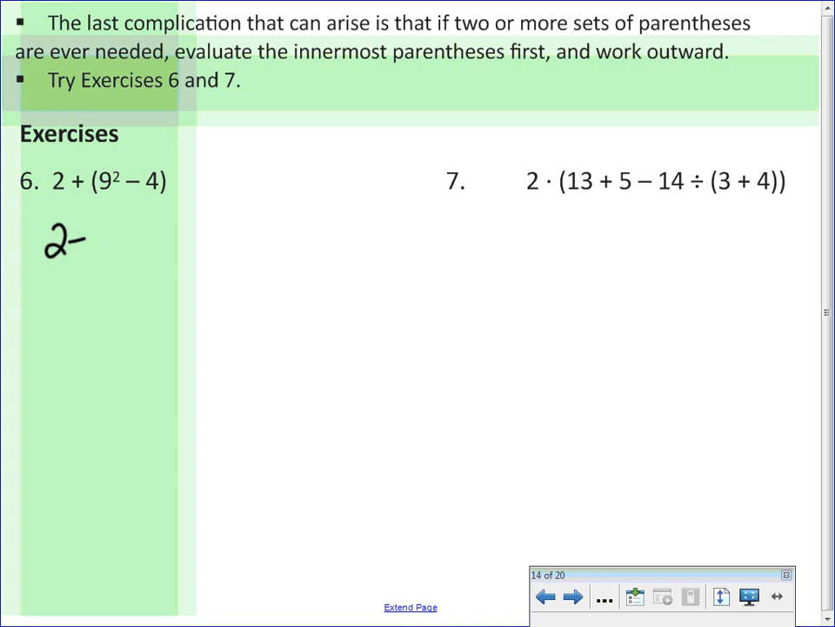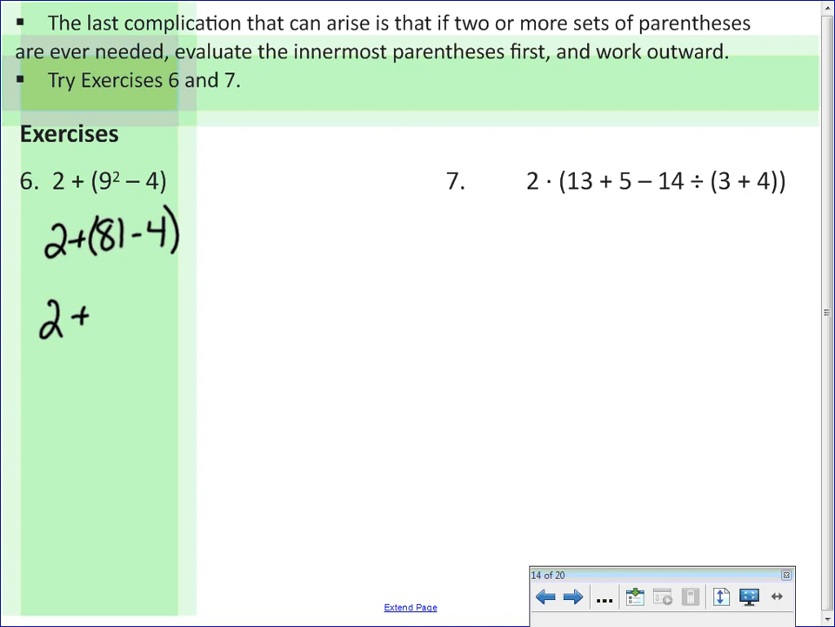I bring down the 2 because I'm going to focus on my parentheses. But now inside my parentheses I have an exponent and subtraction. So what am I going to do first? My exponent or my subtraction? That's right, we exponent first. So 9 squared is 9 times 9, which is 81. And then we bring down the minus 4.